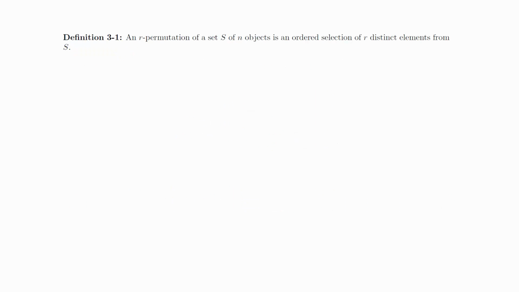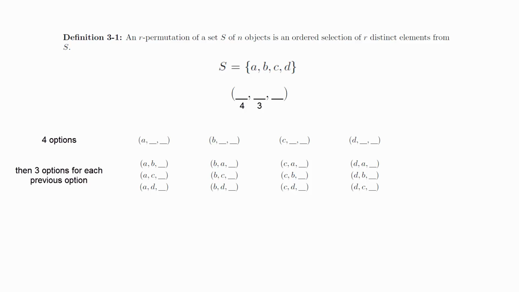The next combinatorial principle we will need is an r-permutation. Definition: an r-permutation of the set S of n objects is an ordered selection of r distinct elements from S. For example, let S be the set containing A, B, C, and D, and let's try to count all the possible 3-permutations. That is, we're looking for an ordered collection containing 3 non-repeating symbols from the set S. For the first choice, we have 4 objects to choose from. For the second choice, we can't choose the first object again, so we have only 3 objects to choose from.